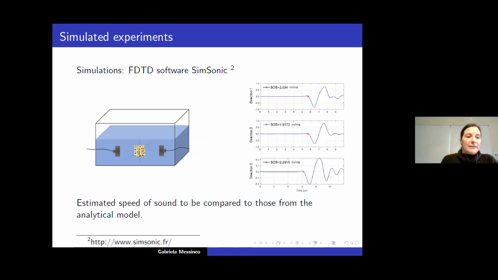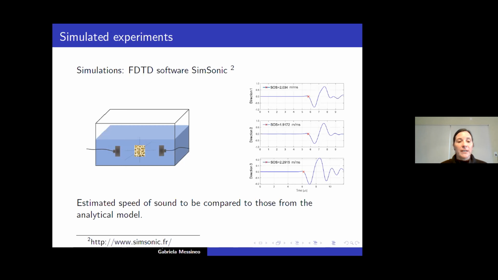About the experiments. In this work, we've used simulated in vitro experiments. A trabecular bone is an orthotropic material, and so we simulated the test in the three principal directions. The simulations were done with the finite difference time domain software Simsonic, which is a free software for ultrasound propagation.